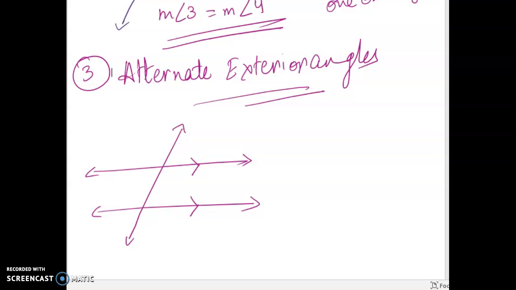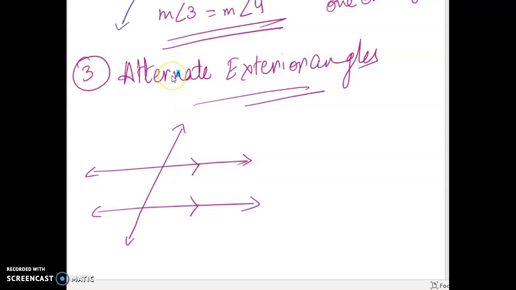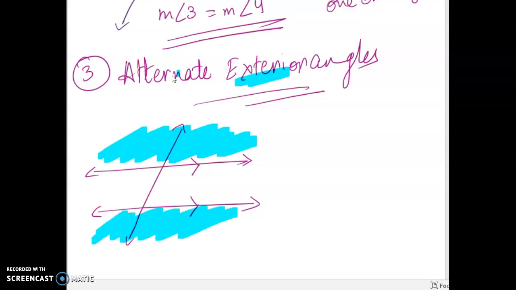And they are talking about exterior. Now what is the exterior? This is exterior, so outside. This blue part is the exterior. So they should be outside of those two lines, and they alternate each other. One on one side, one on the other side, one on the right, one on the left.